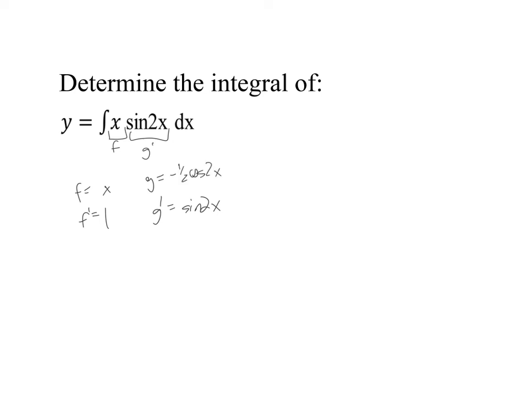So now when we do our formula, we would have f times g, so that'd be negative 1/2 x cos 2x, minus the integral of our diagonal ones, which would be just 1 times negative 1/2 cos 2x. And we got rid of the x, so that should work. So the antiderivative of negative cos would be negative sine, and we'd have to divide by 2 again, which would give us a quarter.